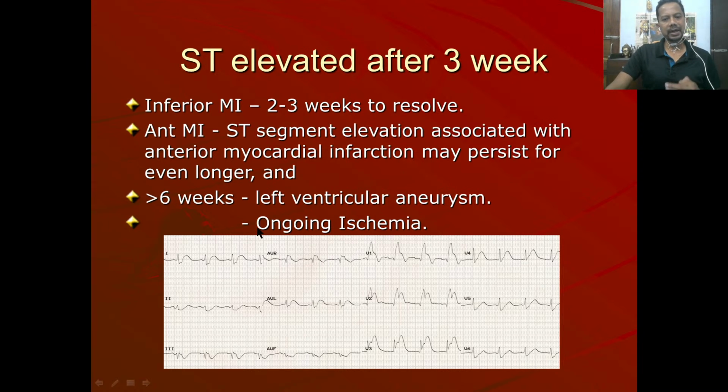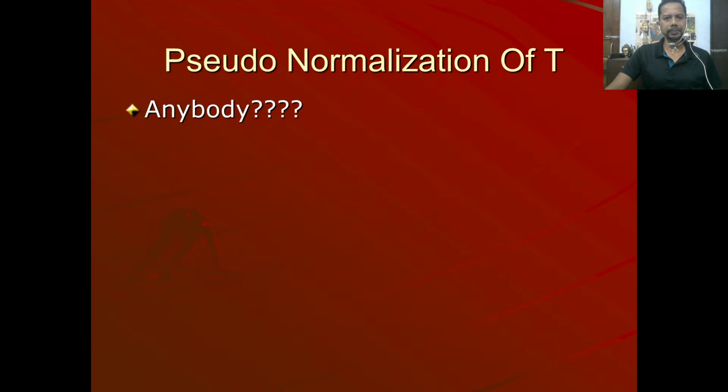ST elevation might also mean there is an ongoing ischemia. There is something called Prinzmetal's angina. So patient will have chest pain, ST elevation, you give sorbitrate, the ST elevation might settle down, the pain might settle down. But in MI, pain and ECG changes because of MI will not settle down with nitrates. Okay, so you have to keep this in mind.